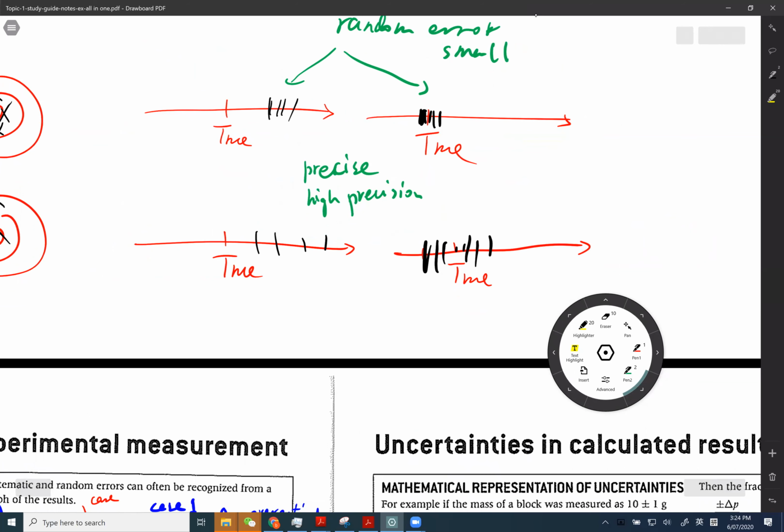Oh, these two cases, the random error large. Large random error. If large random error, we say low precision. But low precision, we say imprecise. Yes. Oh, that's about precision, huh? The other one.